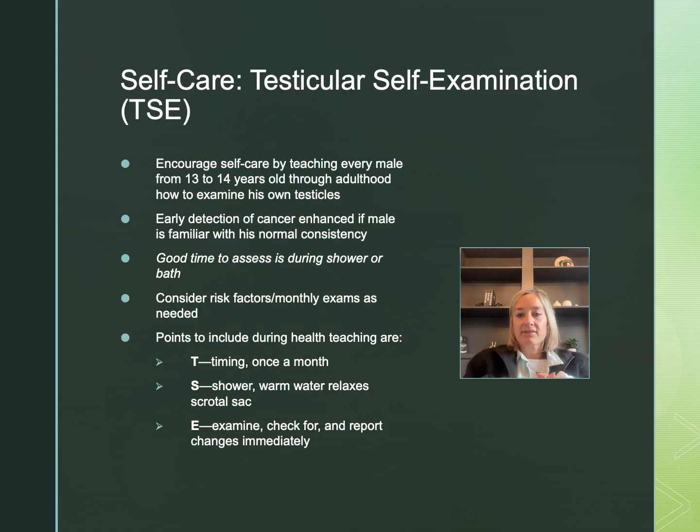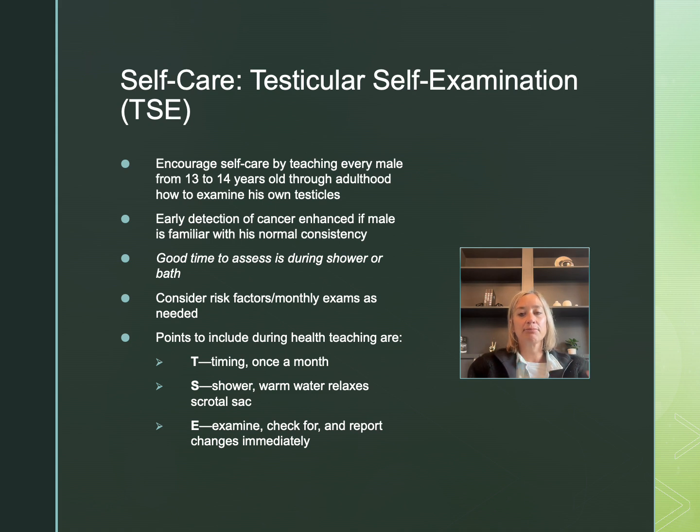One of the key elements of self-care that we want to emphasize with our male patients is the testicular self-examination, or TSE. Starting from ages 13 to 14 and continuing through adulthood, it's important that men learn how to examine their own testicles regularly. Why? Because early detection of testicular cancer can be life-saving, and that's only possible if they are familiar with what normal feels like for them. The best time to perform a TSE is during a shower or bath.